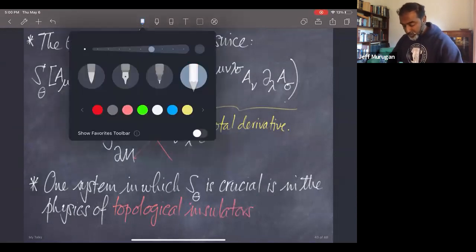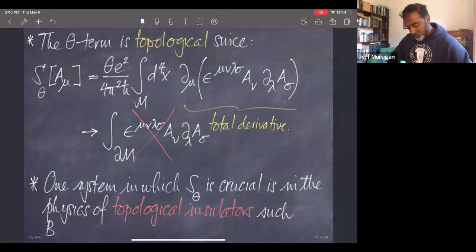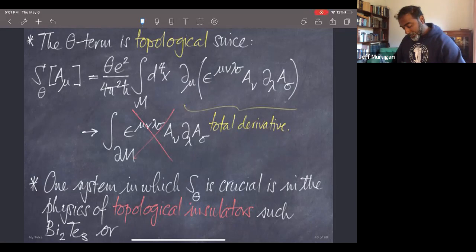These are actual materials. They're not theoretical. They're very much studied actual materials, and some of them that come to mind are, for example, bismuth telluride, Bi2Te3, or bismuth selenide, which have the properties of these topological insulators.